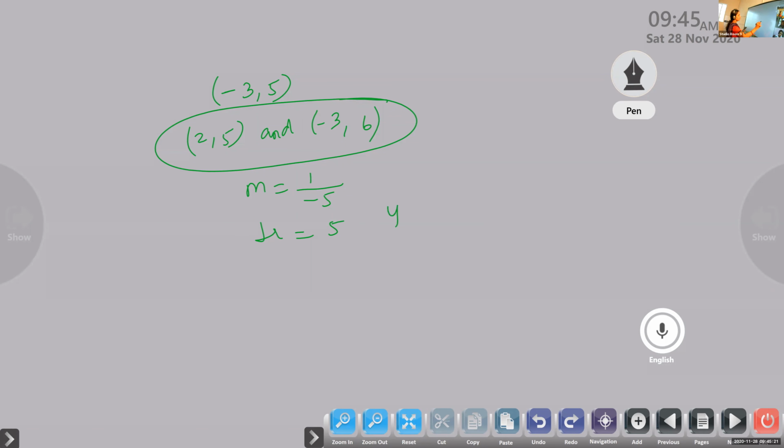y minus 5 is equal to 5 into x minus of minus 3, it will become plus 3. Here the common mistake I saw is with this minus 5. When you take it to the other side, what do you get? 5x minus y plus 20 is 0. Many of you wrote this as 10. Some careless mistakes were there in this step.